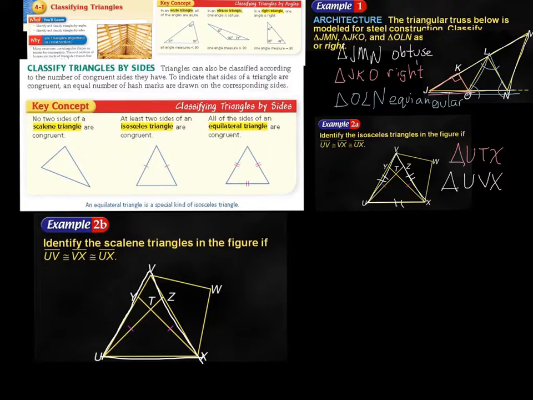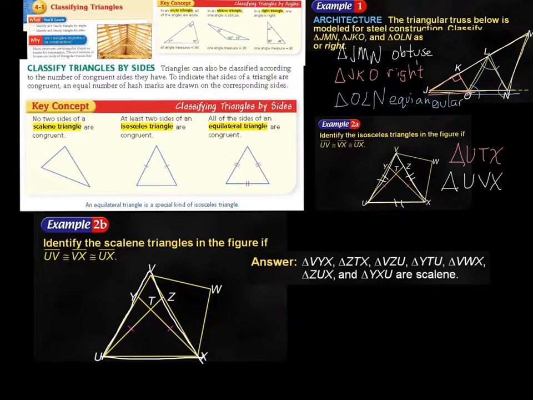For example 2b, they're starting with the same diagram, but they want us to identify the scalene triangles. Well, I see one here, and it overlaps here. Okay, we can't use that guy, he's isosceles. That looks scalene. Okay, I just erased my writing because it was kind of looking messy, but here we go.